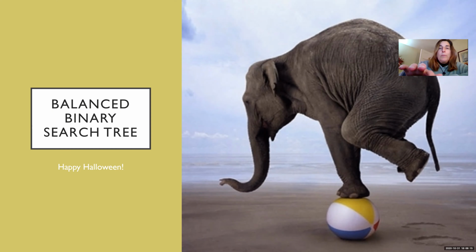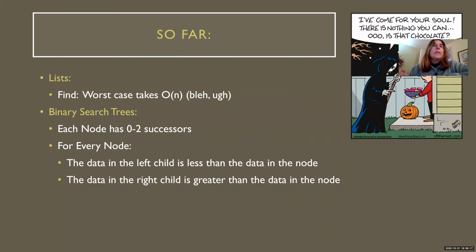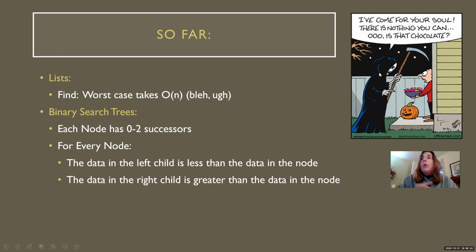Why do we want to balance our binary search trees? Well, in lists, when we were finding, it could take O of n to find data, which is awful. We might have to go through every single piece of data. We don't like that.